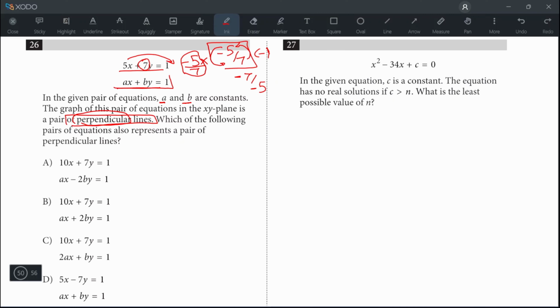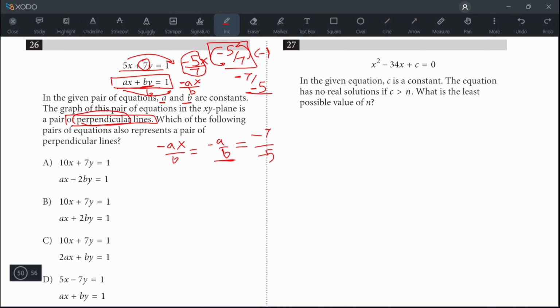Now let's find the slope of the second equation. You should know that the slope of the second equation is equal to these values here. What we're going to do is move a to the other side, so we'll have a negative ax, and then we'll divide by b, so we'll have a negative ax over b. So a negative ax over b has a slope of negative a over b, and this is equal to negative 7 over negative 5.